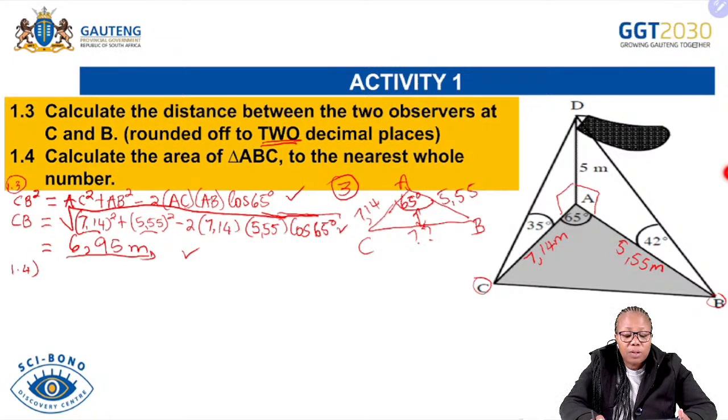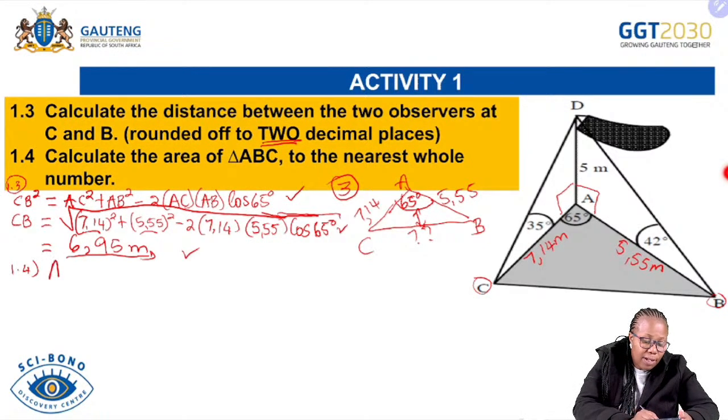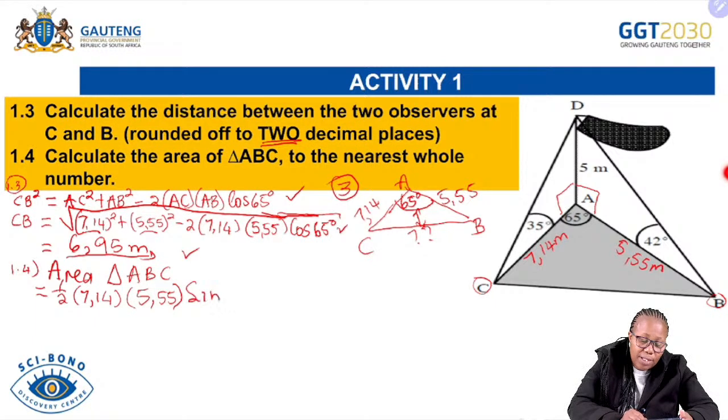Remember, the area and cosine rules need the same information, which is 2 sides and the included angle. Therefore, we now have all that we need, so we can find the area of that particular triangle. It will be the area of triangle ABC, which is equal to half of the first given side, that is 7,14, the second given side, 5,55, and then the sine of the included angle, which is 65 degrees.